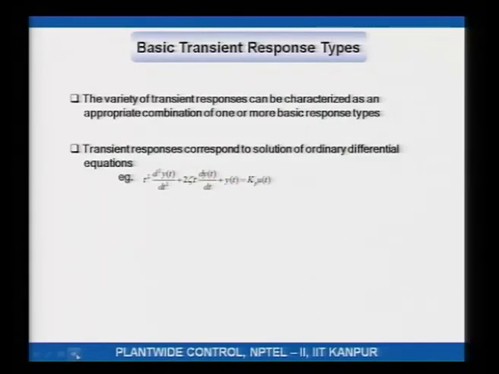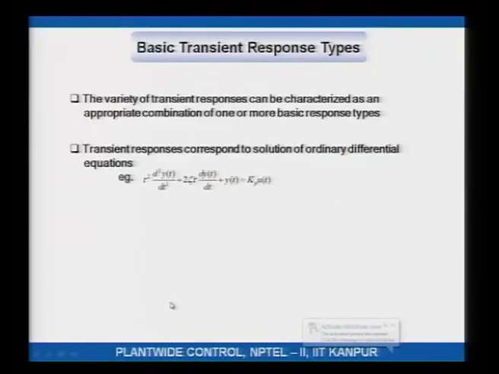Now, there are certain basic transient response types, okay? And it is like, you know, human beings can be categorized into different basic personality types. Similarly, no matter what the process, you give a change to the input, the output will typically fall into some basic response types, and if you combine these basic response types, all the possible responses are some combination of these basic response types.